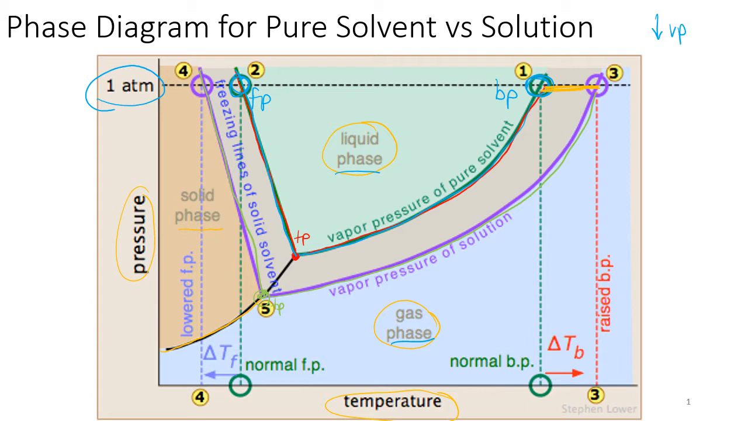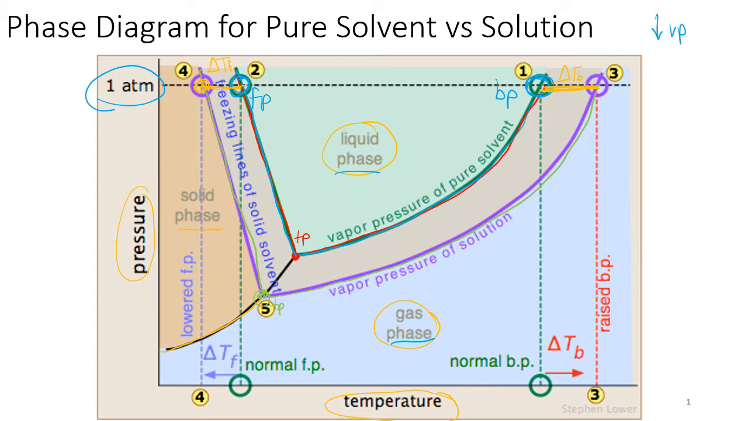The difference between those two is represented by delta T sub B. That shows us the change in the boiling point, and everywhere along the way the boiling point is going to be higher for the solution than that of the pure solvent. There's also a difference in freezing point. This would be our freezing point of our solution, and everywhere along the line, it's lower for that of our solution than of our pure solvent. This is represented by delta T sub F, or the change in the freezing point.